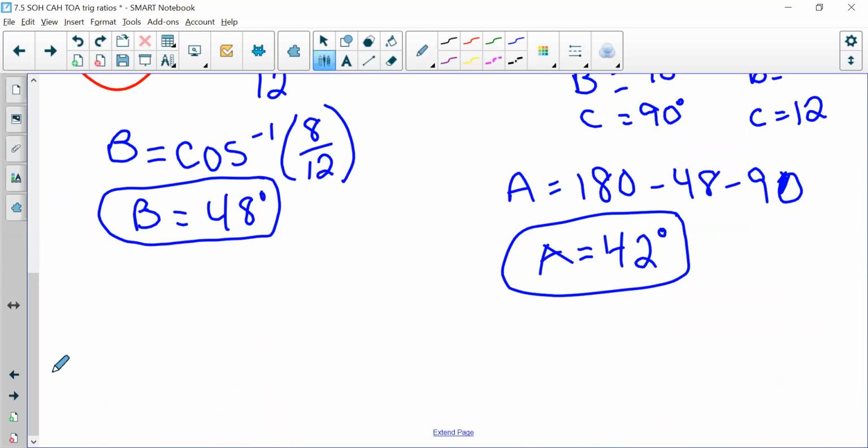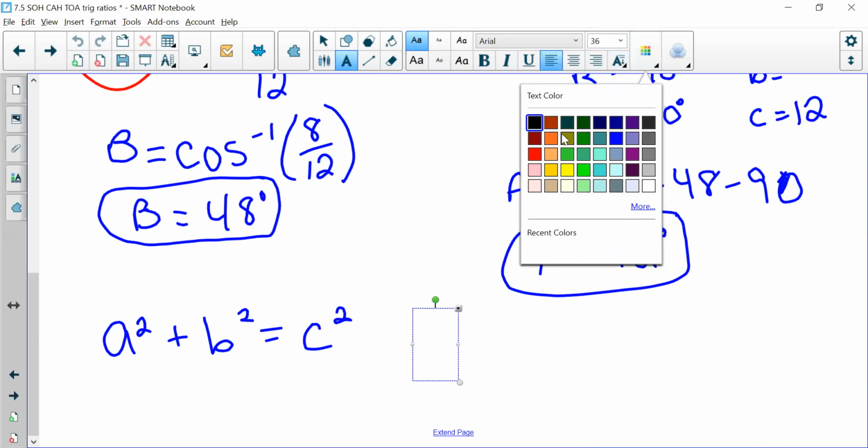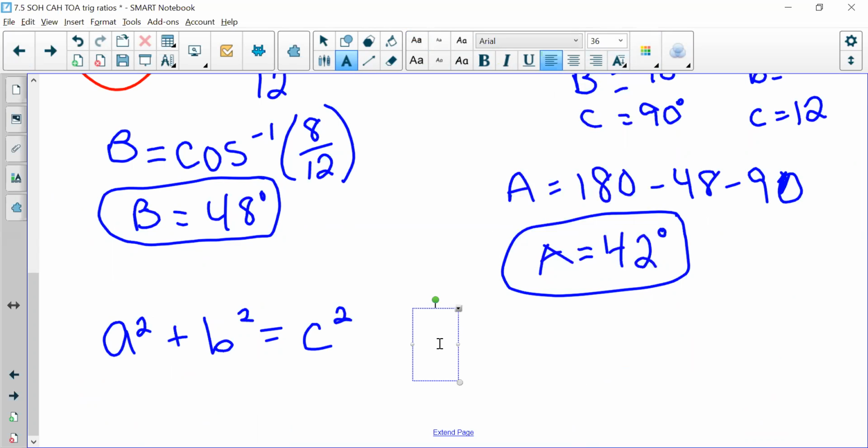Or what's the formula? A squared plus B squared equals C squared. Perfect. And what does C in this formula represent? In general, so Lauren, let's not look at the triangle yet. In general, what does C of Pythagorean theorem represent? C is the hypotenuse.